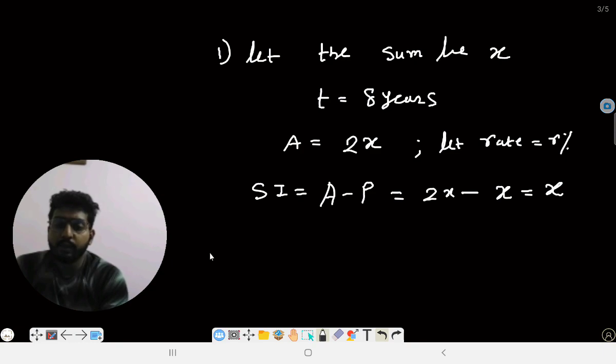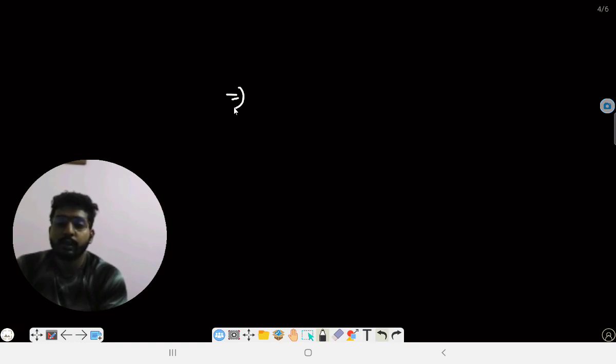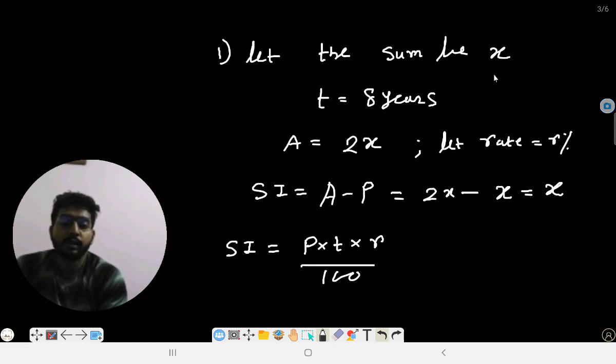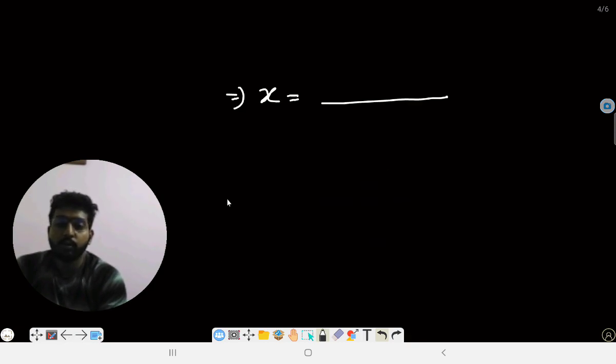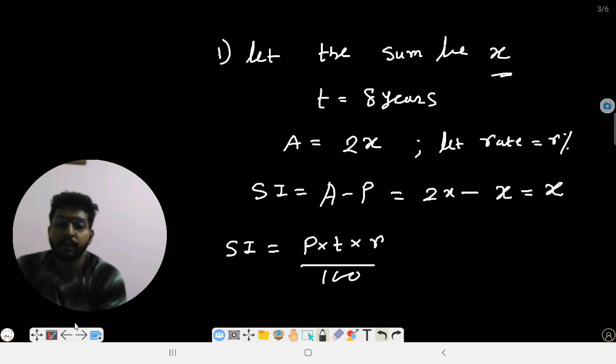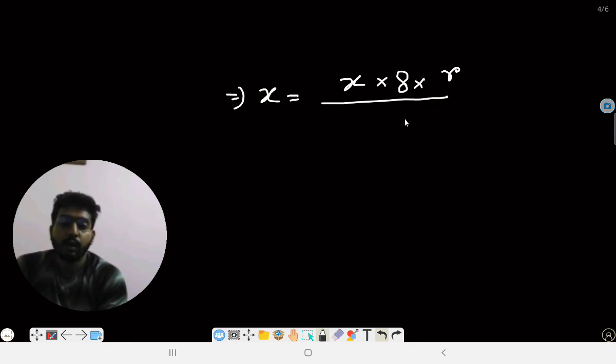Next, we know the formula of SI: P into T into R by 100. Now put in the values you know. SI is x, equals P, the principal, which is x, into time, which is 8, into rate, which is R, so R by 100. Now we can see x and x cancel out, so there will be only 1.